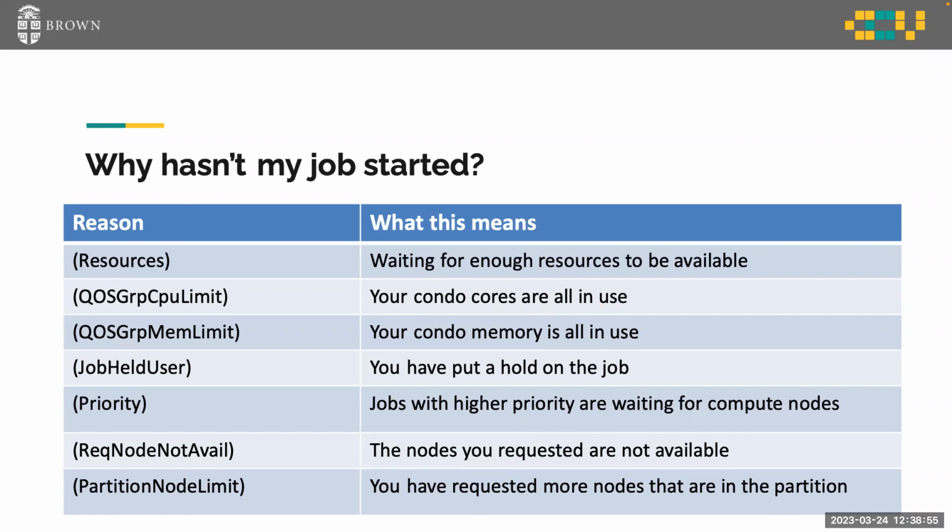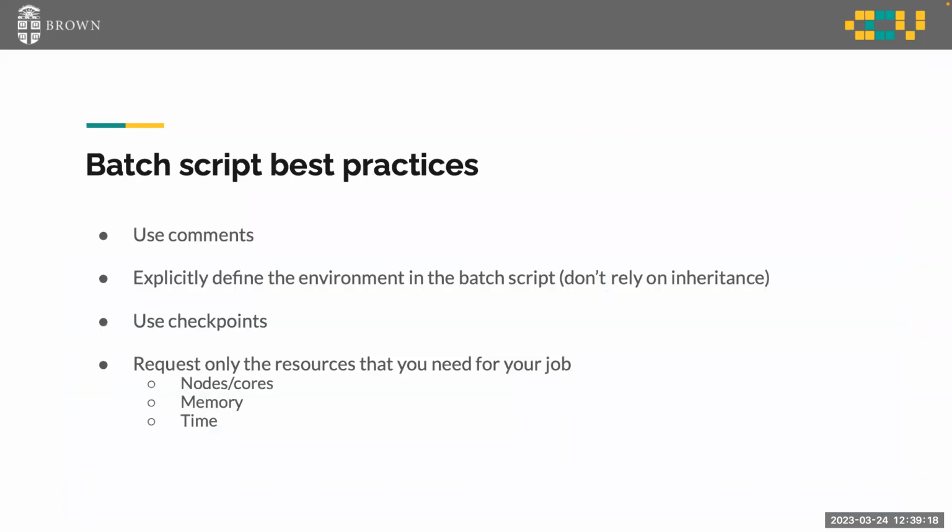Requested node not available. If you ask for a specific node and that node's not available because it's being used by other users or it's offline or otherwise unavailable, you'll get that. Partition node limits: you've requested more nodes than are actually available in the partition. So we don't have those resources. Anyway, this is a way to decode why your job isn't starting.